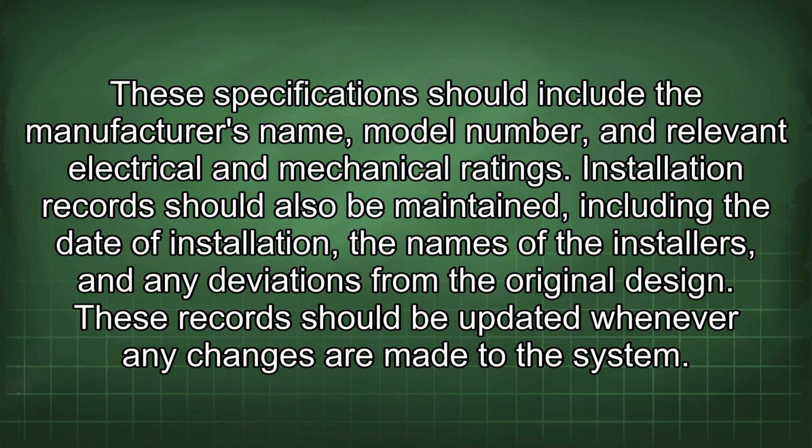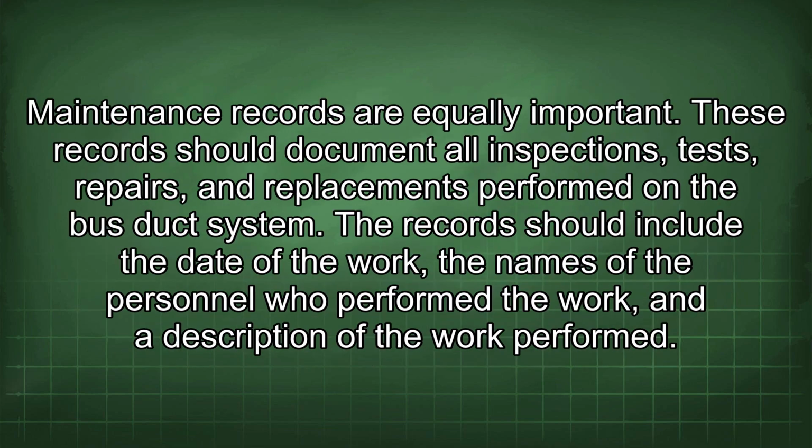Installation records should also be maintained, including the date of installation, the names of the installers, and any deviations from the original design. These records should be updated whenever any changes are made to the system. Maintenance records are equally important. These records should document all inspections, tests, repairs, and replacements performed on the bus duct system. The records should include the date of the work, the names of the personnel who performed the work, and a description of the work performed.